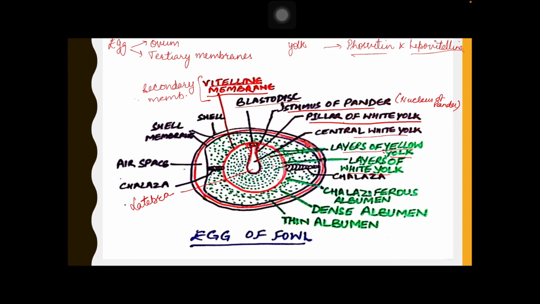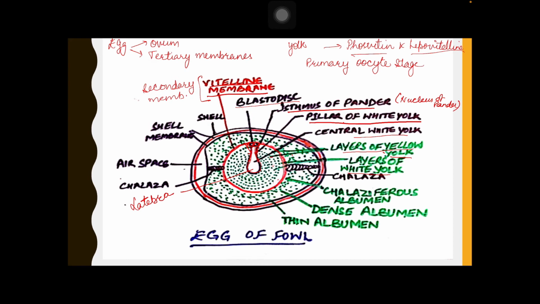Now this ovum is released from the ovary. So it is very important to know at which stage the ovum is released from the ovary. It is released at the primary oocyte stage. So the ovum is released from the ovary at the primary oocyte stage.